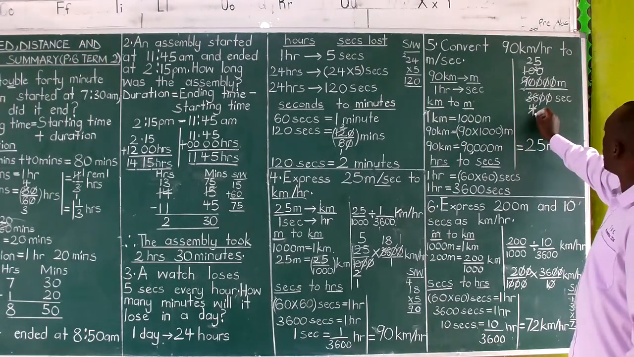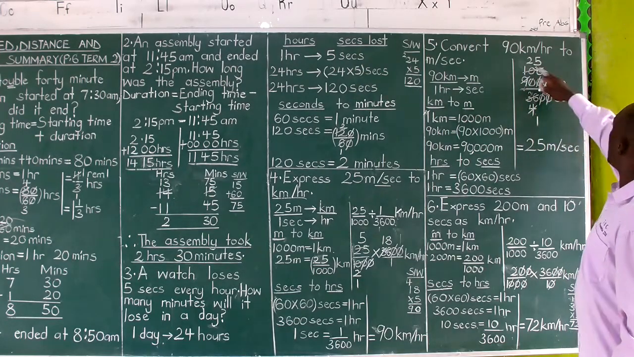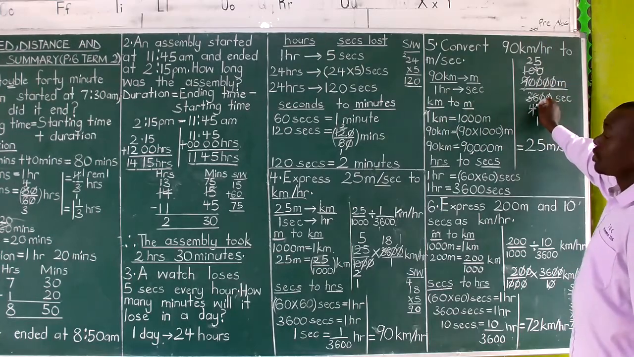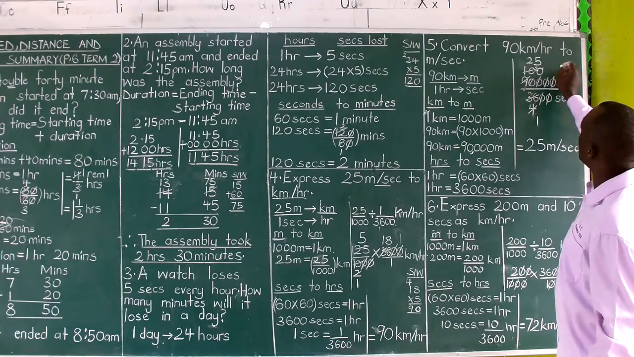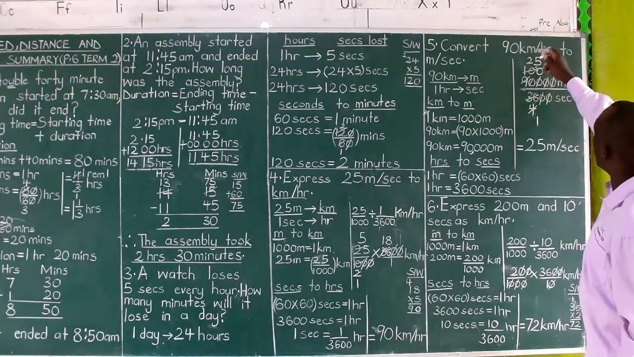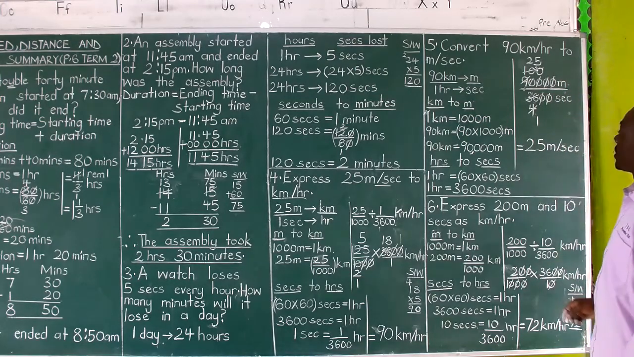36 divided by 9 is 4. 9 divided by 9 is 1. And then the 2 zeros are left. So we have 100 divided by 4. So 4 by 4, 1. 10 by 4 you get 2, remainder 2. And 20 by 4 you get 5. Thereby getting 25 meters per second as the answer.